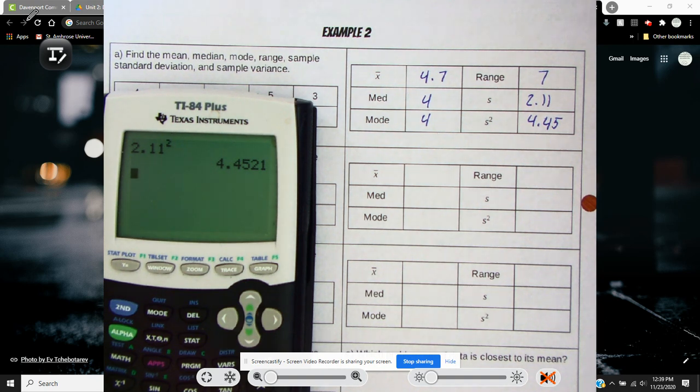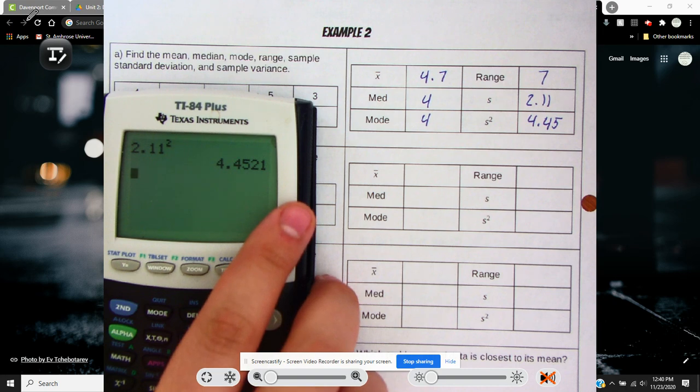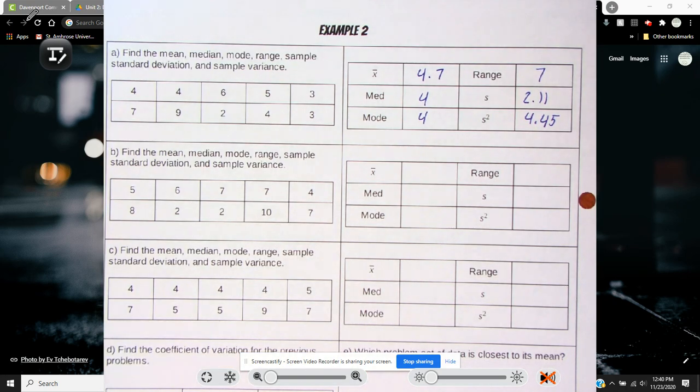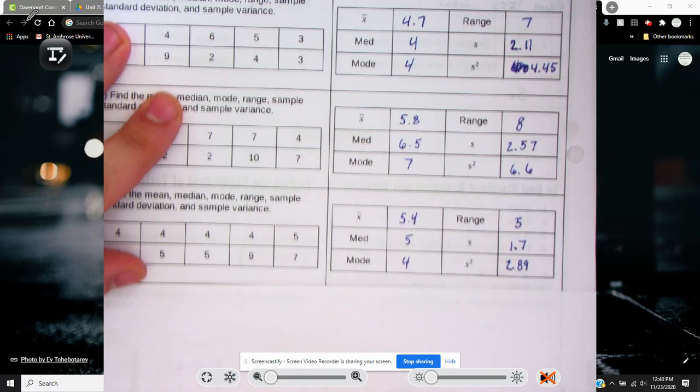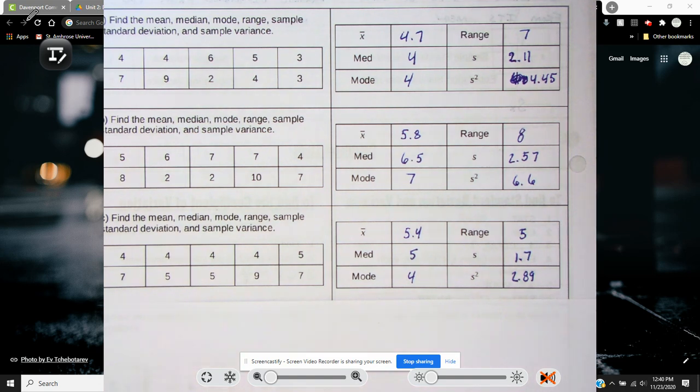So go ahead, pause the video, and do the same process for parts B and C. After looking at parts B and C, check your answers.